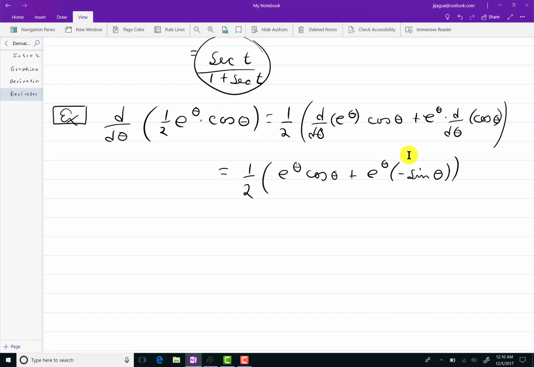And there's a perfectly fine answer. I'm nonetheless going to factor out an e to the theta, and I'll get e to the theta over 2 times cosine of theta minus sine of theta. And that would be what I would give as my final answer.